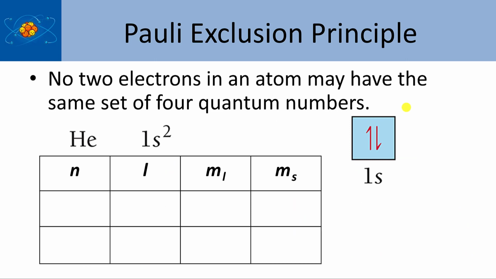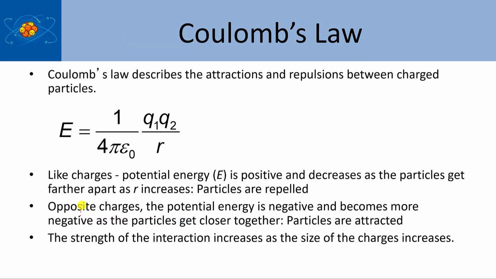The name of the rule that tells us that you can only have 2 electrons in an orbital is called the Pauli exclusion principle. And it's formalized as a statement. It says no 2 electrons in an atom may have the same set of 4 quantum numbers. So what we're going to show is what the quantum numbers are for each of the electrons in this atom. Okay, so this represents helium. Its electron configuration is 1s2.